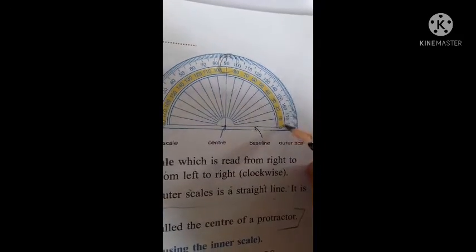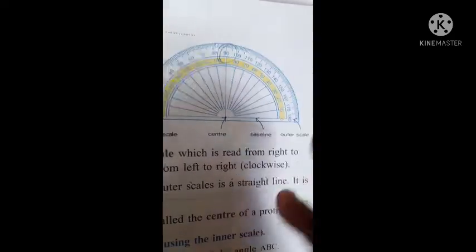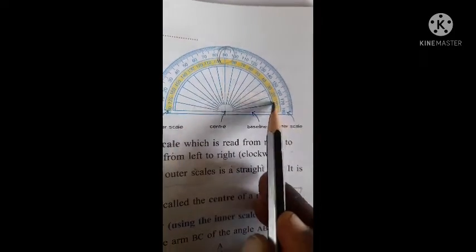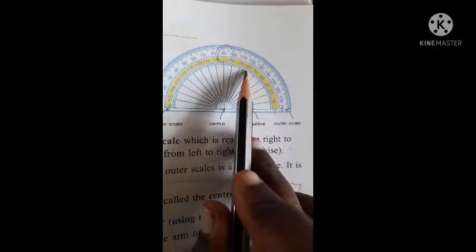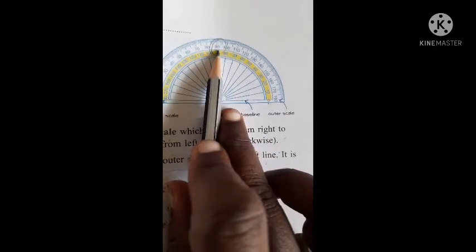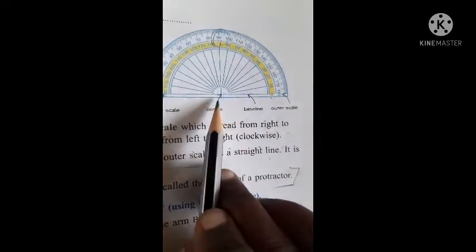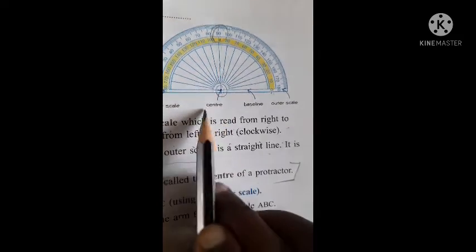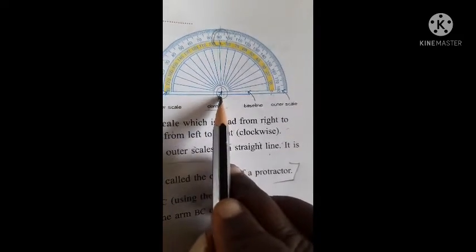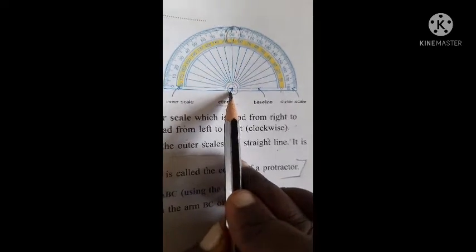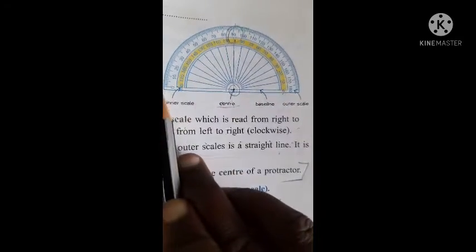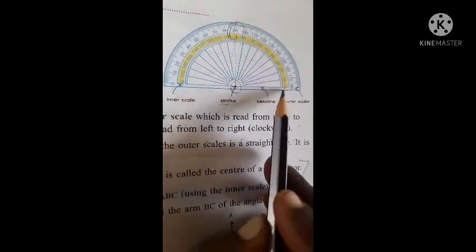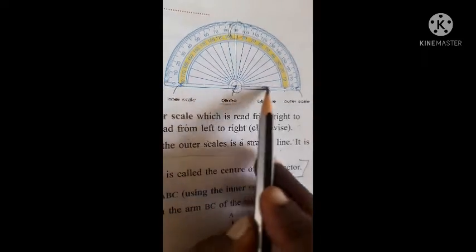When you are seeing the right side, you must use the inner layer. 0 degree, 10, 20, 30, 40, 50, 60, 70, 80, 90 degree. So it measures exactly 90 degrees. See the midpoint they kept; this is called the center point of your protractor. Check here, right to left, 0 to 0 degree, it's called the baseline.